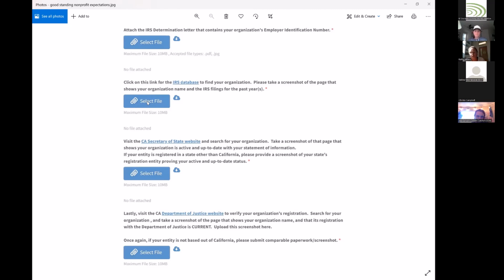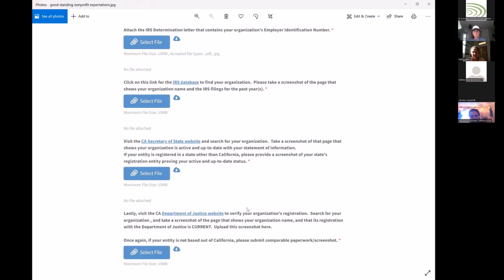Some of you will show 2020 and maybe 2019 as well, but some of you might show 2021 already if you started in January. Then you're going to visit the Secretary of State website and search for your organization and take a screenshot that shows that you're active and up to date. That is something that needs to be done every 2 years for every organization.